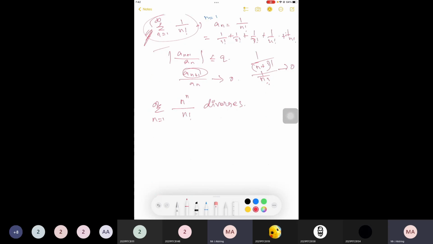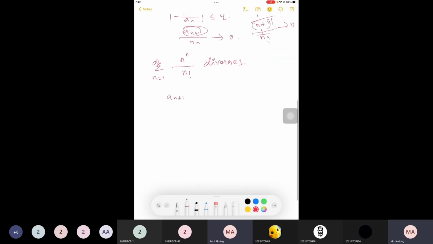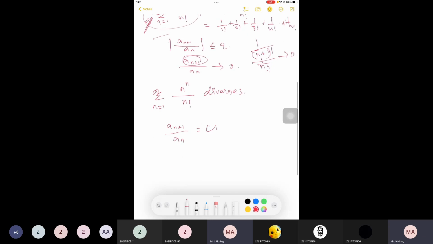For example, here we can consider a_(n+1) divided by a_n, which is equal to (1 plus 1 by n) the whole power n. Sorry, it tends to e. If you apply the limit, definitely it tends to e, and e is definitely greater than 1. Therefore, if the value is greater than 1, it's divergent. That is another example for divergence.